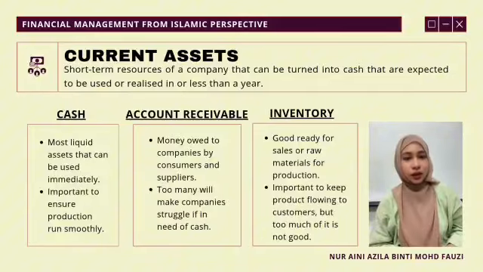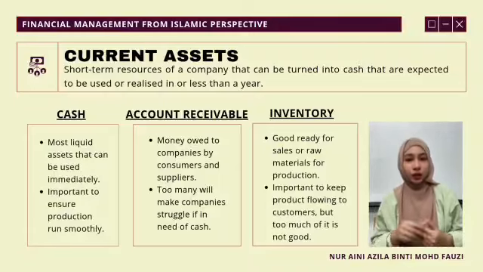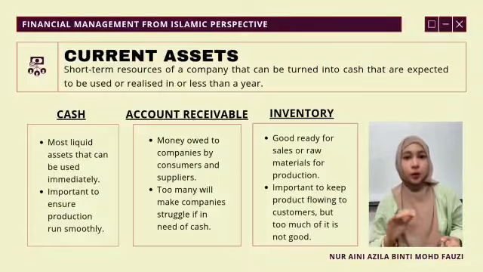To conclude, the case of KA Industry has shown that profitability alone is not enough. Current assets like cash, account receivable, and inventory are the lifeblood of a company's operation. Managing them well ensures liquidity, stability, and growth. Without proper management of current assets, even a growing company can struggle to sustain its operation.